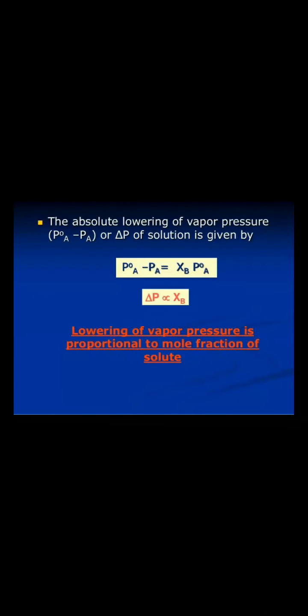That is, how much the vapor pressure is lowered is directly proportional to the mole fraction of solute. Now, relative lowering of vapor pressure. After lowering of vapor pressure, the next point is relative lowering of vapor pressure. It is the ratio of lowering of vapor pressure to the vapor pressure of pure solvent, and it is found to be equal to the mole fraction of solute.